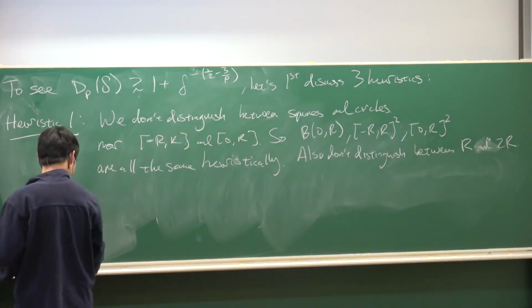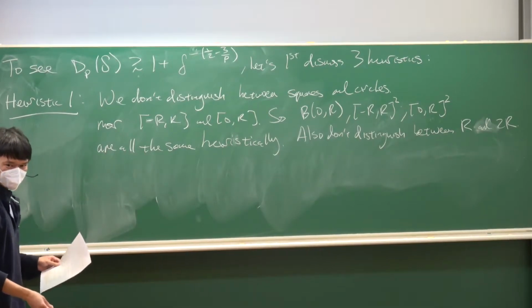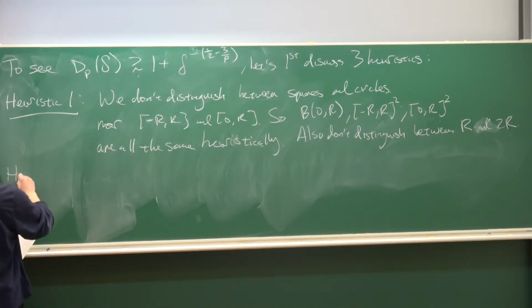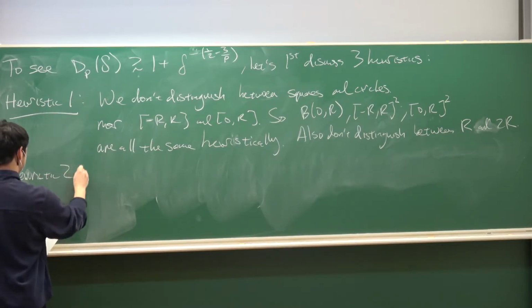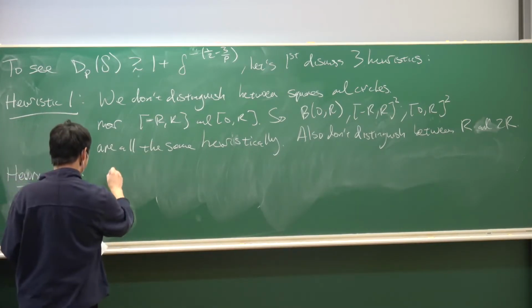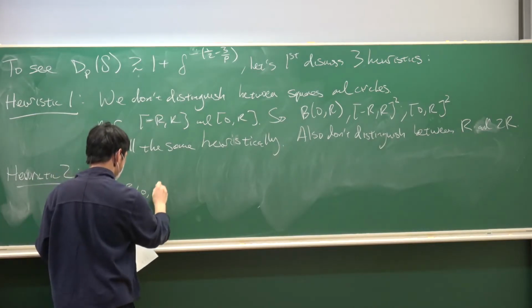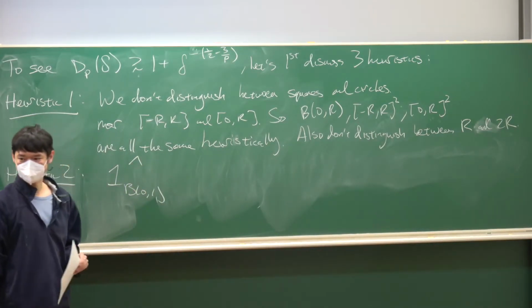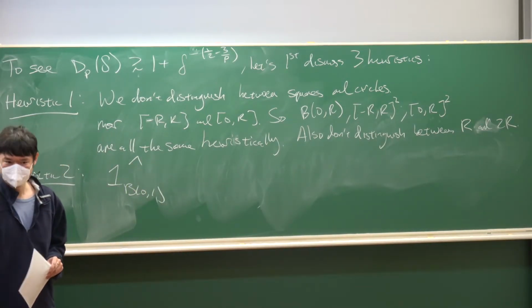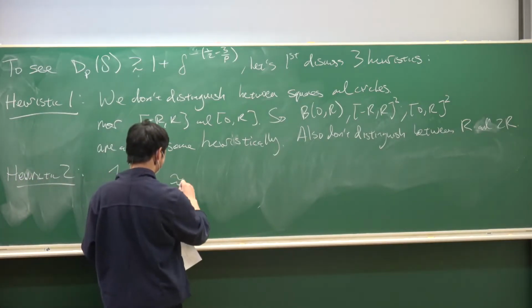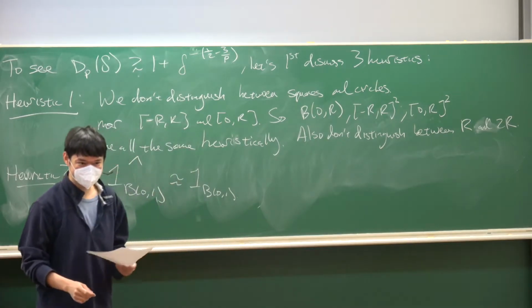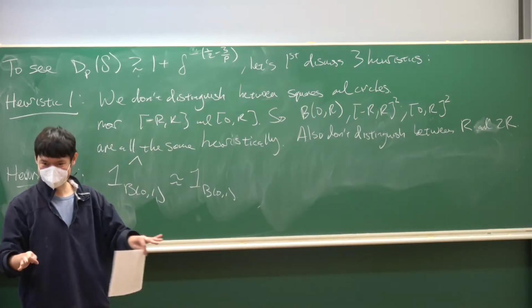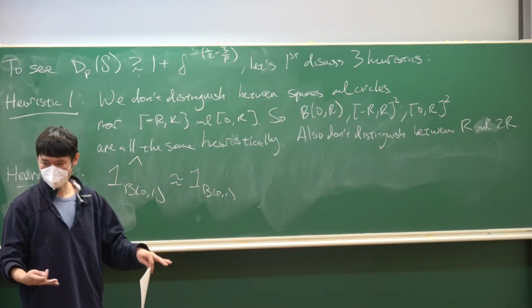Okay, let's slowly ramp up the heuristics. So heuristic 2 is that the Fourier transform of the unit ball, what is this? Well, we know that this is the sinc function, but heuristically this is basically the unit ball. So let me say why, because the sinc function is not the indicator function of the unit ball, but let's say why.